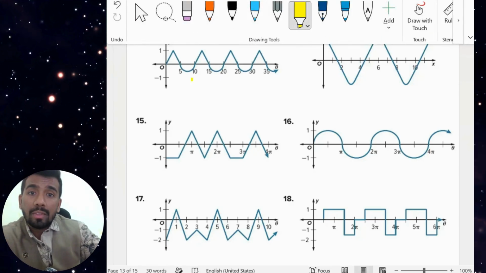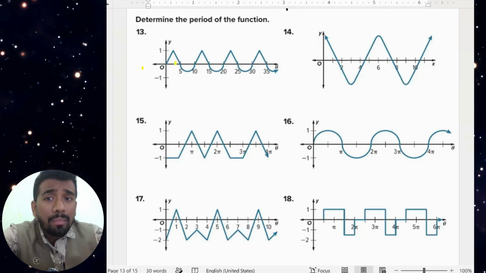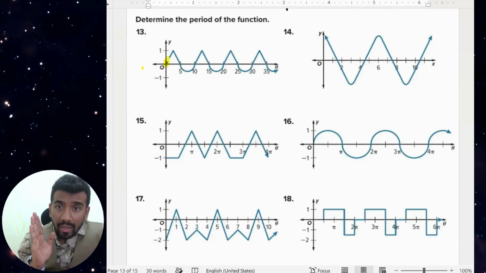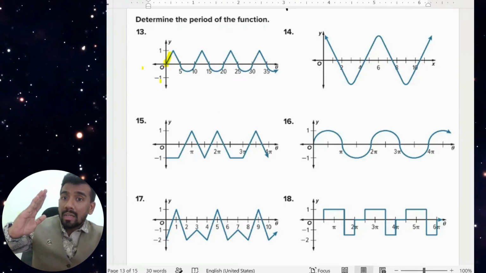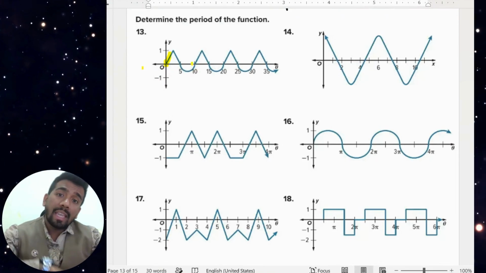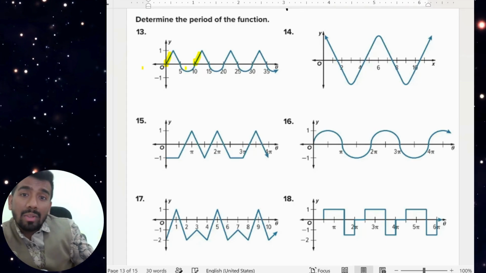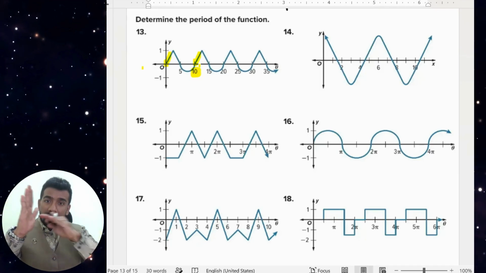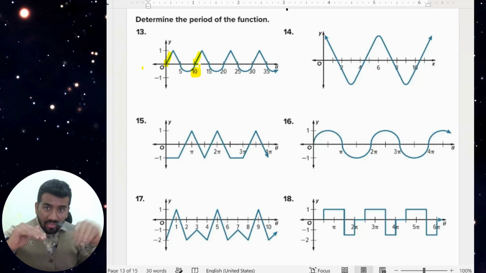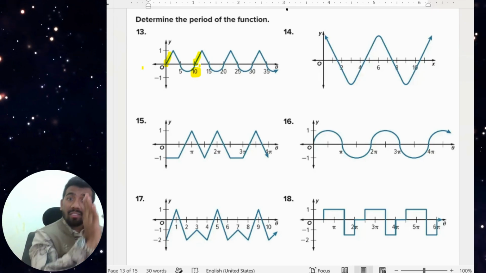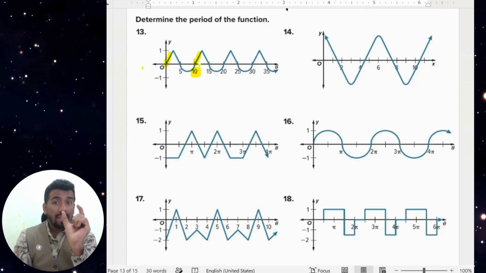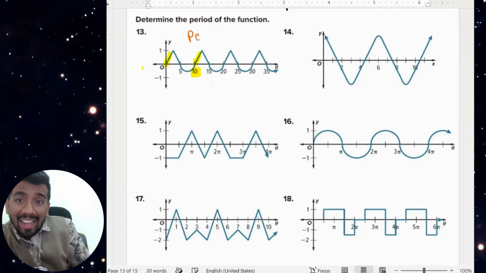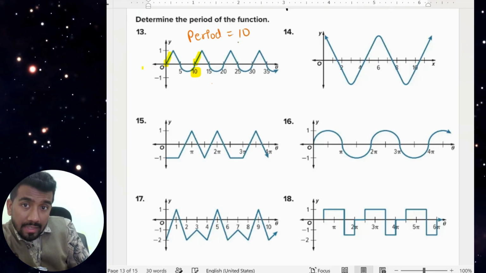Let's see question number 13. To find any period, see this blue graph, where it starts from 0 going up. The same thing going up repeats again at 10, right? So what's the period of this function? 10. Easy. Because the same graph of this triangle and the circle repeats again after 10, then again after 20, again after 30. So the period is 10. We'll do all the questions so that you get the knack of it.